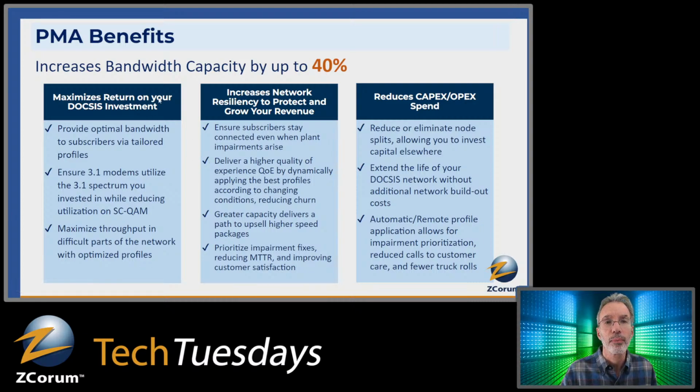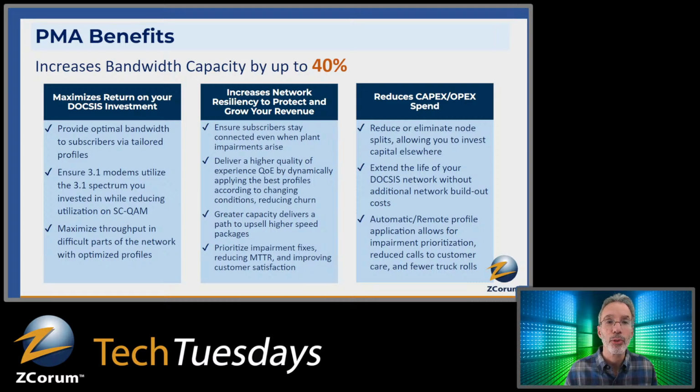So first off, it's going to maximize your return on your DOCSIS investment, specifically DOCSIS 3.1. But also, again, your DOCSIS 3.0 plant is going to keep it less utilized as well. So you provide optimal bandwidth to subscribers based on these tailored profiles. So again, it's the kind of thing you would not have the ability to do manually, to go in and figure out each profile, whatever a subscriber should have.